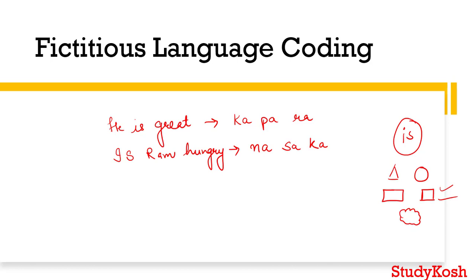First of all, he is here, but he is not present in the second sentence, so we cannot find the code of he as of now. Next, is is here, and is is also present here. So we need to find out the coded words which are present in both the sentences. For is, we have ka here, ka here, but we don't have pa here and ra here. So we can relate this ka.